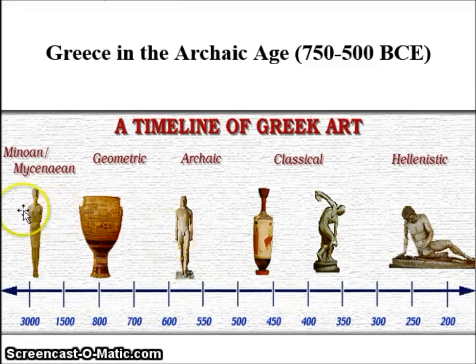In this timeline, we see various periods of Greek art, and we begin with the Minoan Mycenaean. The Mycenaean Greeks will be heavily influenced by Minoan art forms. Then, after the collapse of the Mycenaean civilization, when Greece enters that Dark Age period, the type of art that will be recovered will be referred to as geometric because of its geometric patterns, very reminiscent of Near Eastern pottery.